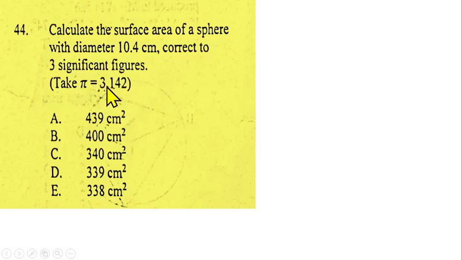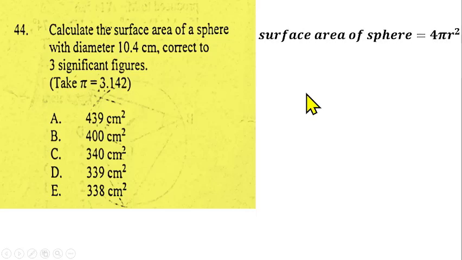You have to take pi to be 3.142. So the surface area of a sphere is 4 pi r squared. We are given the diameter to be 10.4, but we need the radius, so that will be diameter divided by 2. That gives us 10.4 divided by 2, which is 5.2. So the radius is 5.2.